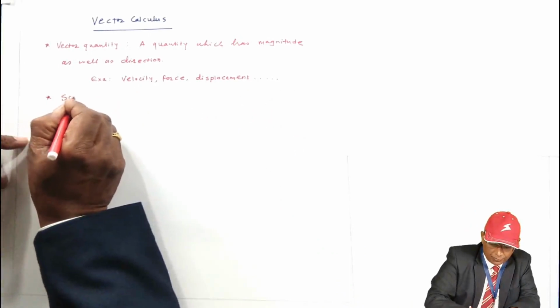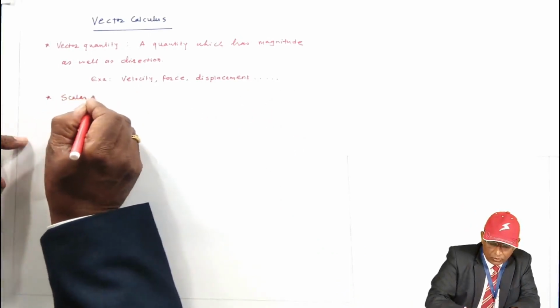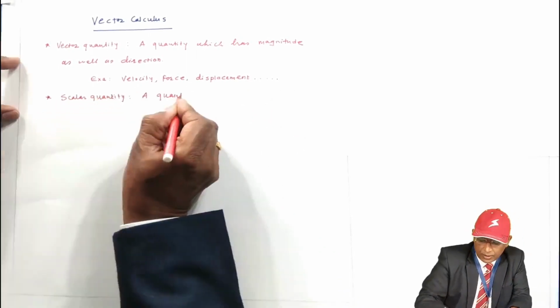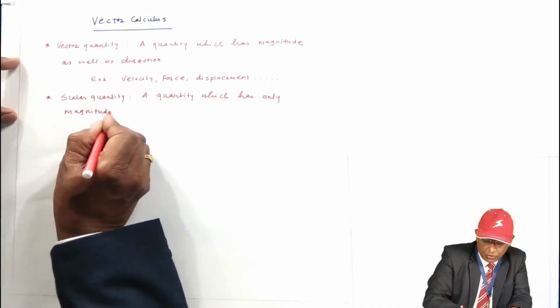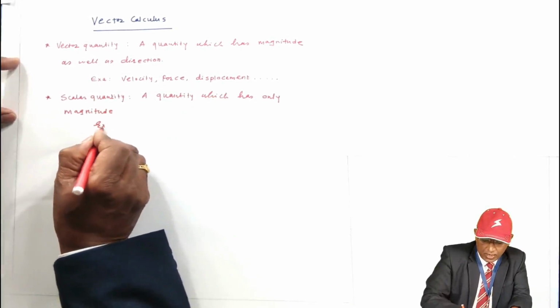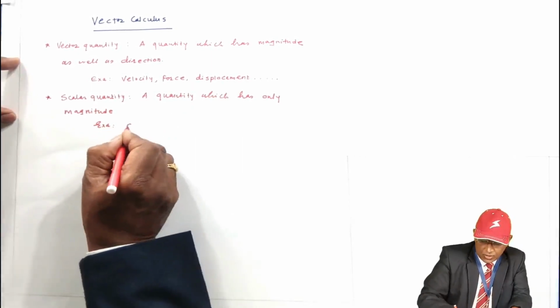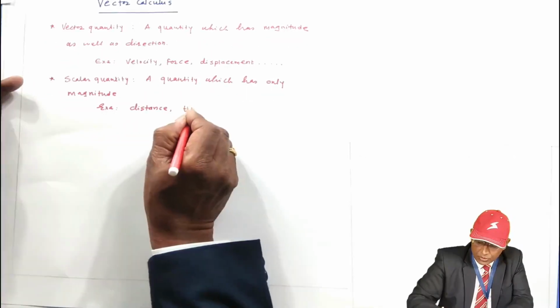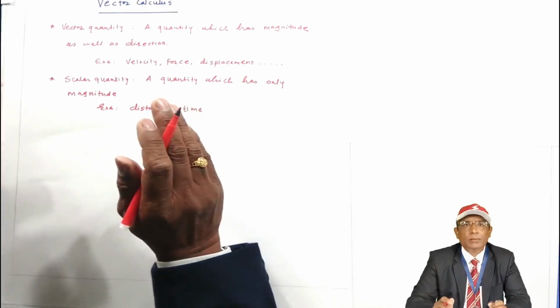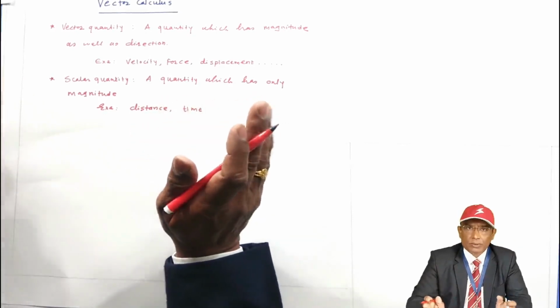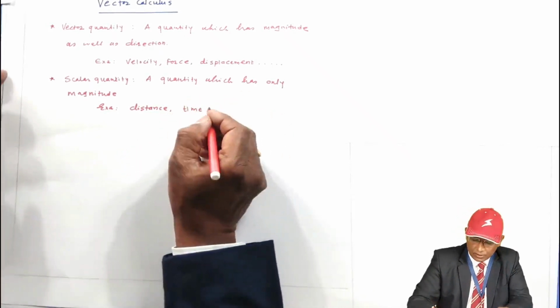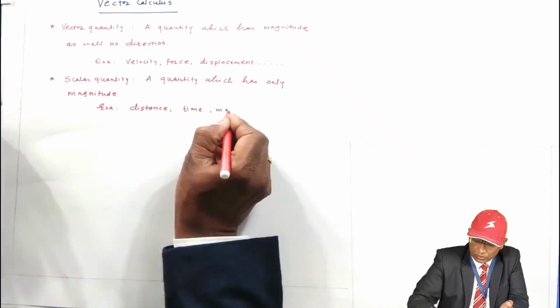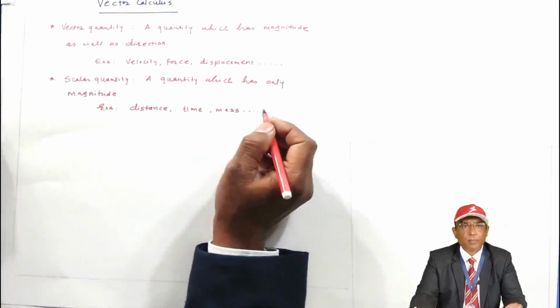Scalar quantity: a quantity which has only magnitude is called a scalar quantity. For example, distance is a scalar quantity. If anybody asks you what is the time now, you say it is 9:45. The direction is not required. Time is a scalar quantity. Mass is also a scalar quantity.